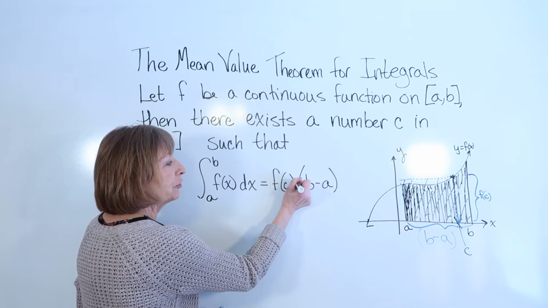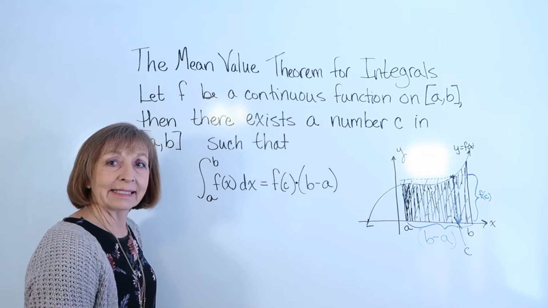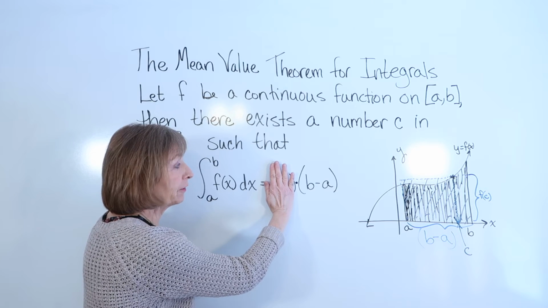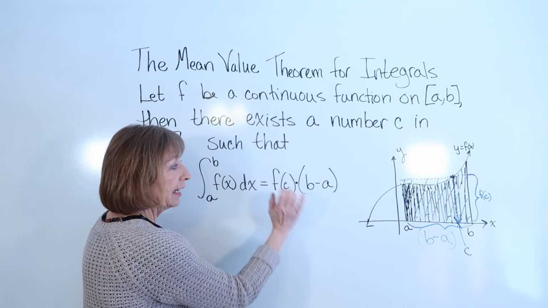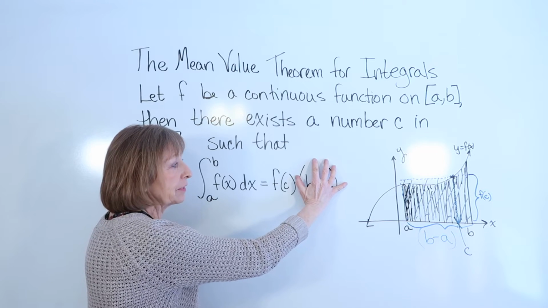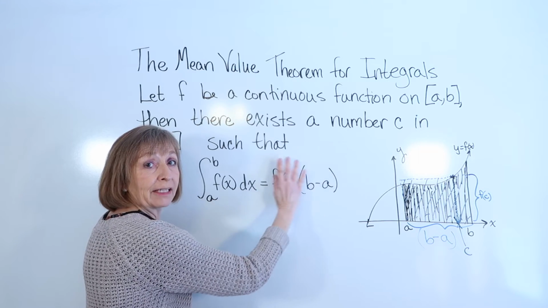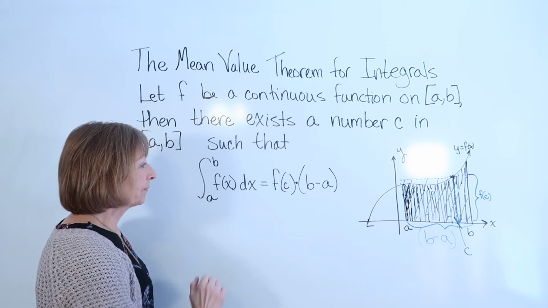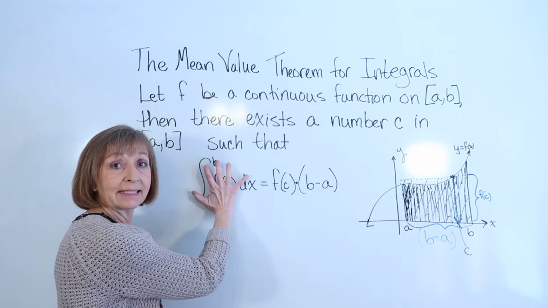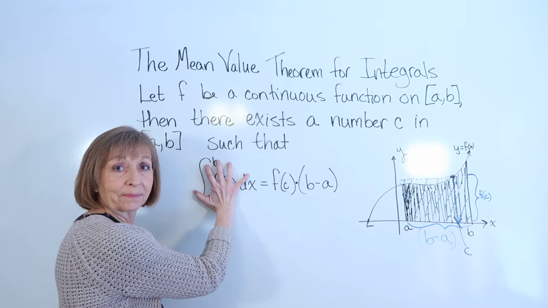Now you want to make sure you realize that this f of c is a value you get out from the function when you run the c through, and this b minus a is the length of your closed interval. So those are two values that are multiplied together. And then this definite integral from a to b of f of x dx, that's a number.